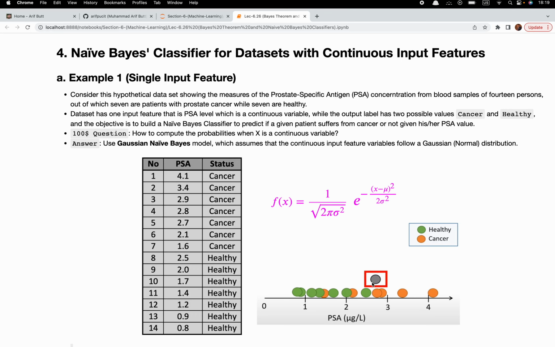Well, this can be done using Gaussian naive Bayes model, whose probability density function is shown in magenta color over here. This complex function is the Gaussian function. We just need to calculate the mean and the variance of this PSA column for the cancer patients and healthy persons separately. And then we just need to plug those values into this formula with x equal to 2.6, because this is what we want to predict. And we get the value of this function for both the cancer patients and healthy persons. And whichever value is greater, we will predict accordingly. So let's do this practically for a better understanding.